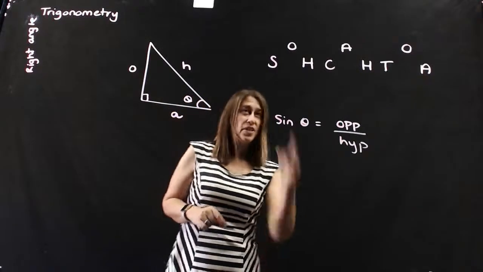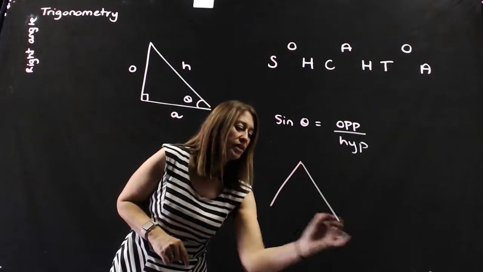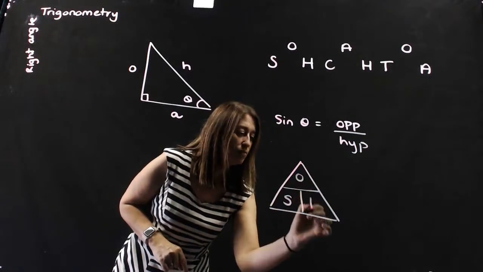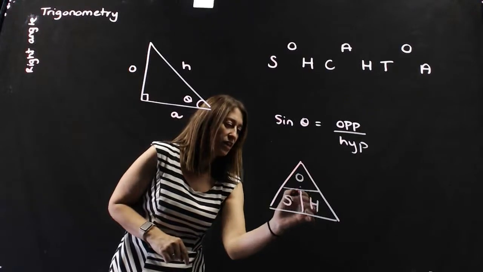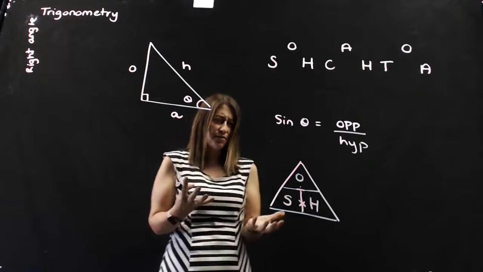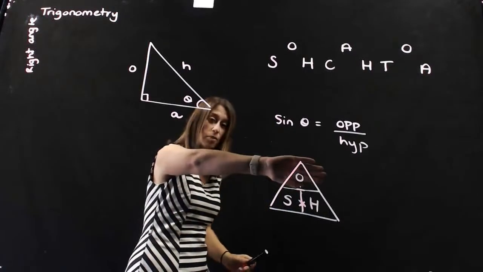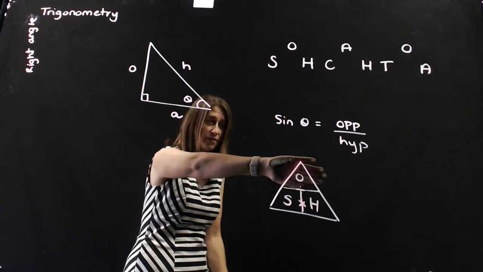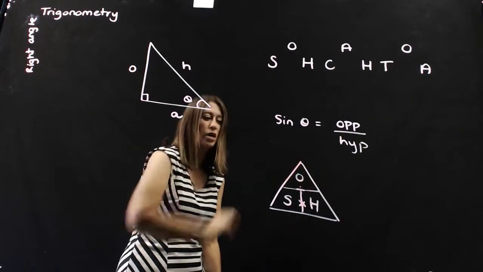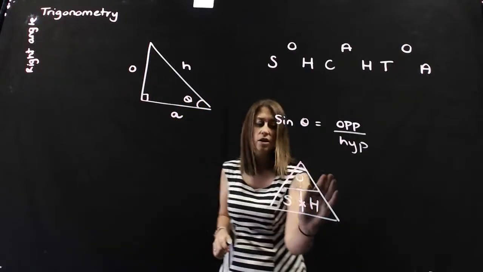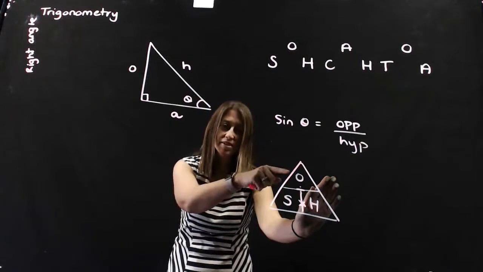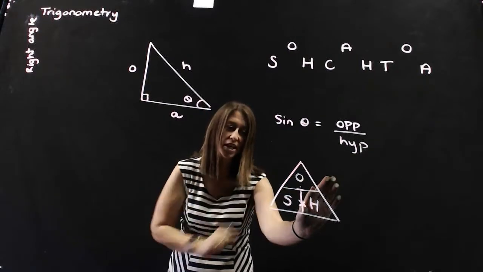The good thing about this triangle is that it can easily be rearranged. So if I write Soh up here, this is the divide line, this is the multiplication line. So I can use a cover-up rule. If I wanted to find the opposite, I would cover up the opposite, which tells me the formula for the opposite is sine of the angle multiplied by the hypotenuse. If I wanted the hypotenuse, I cover up the hypotenuse, and that tells me that the hypotenuse is opposite divided by sine of the angle.